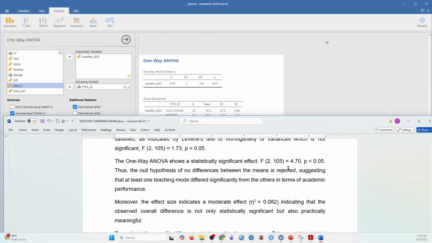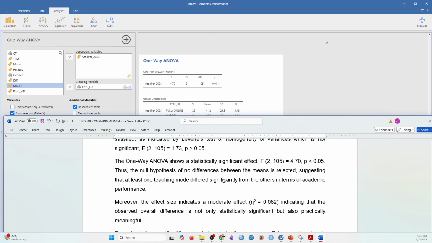So we report the F statistic with the corresponding degrees of freedom and the p-value, which is less than 0.05. Thus, we can actually say that the null hypothesis of no differences between the means is rejected, suggesting that at least one teaching mode differed significantly from the others in terms of academic performance.